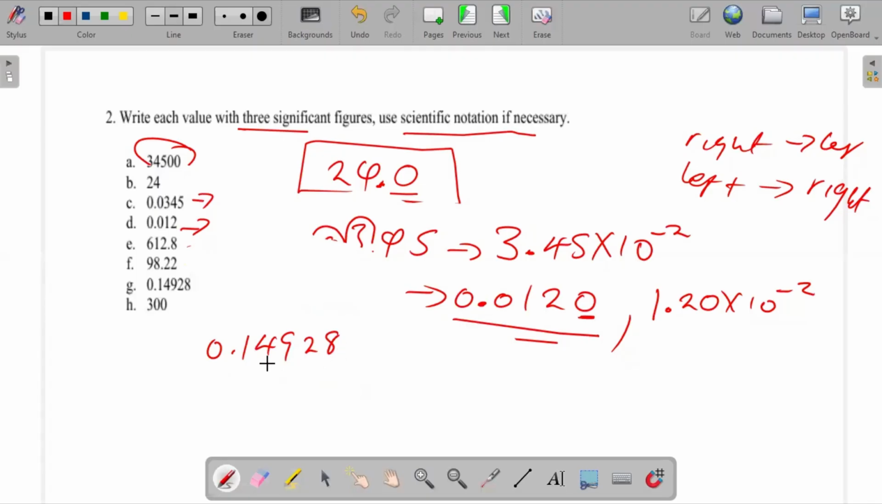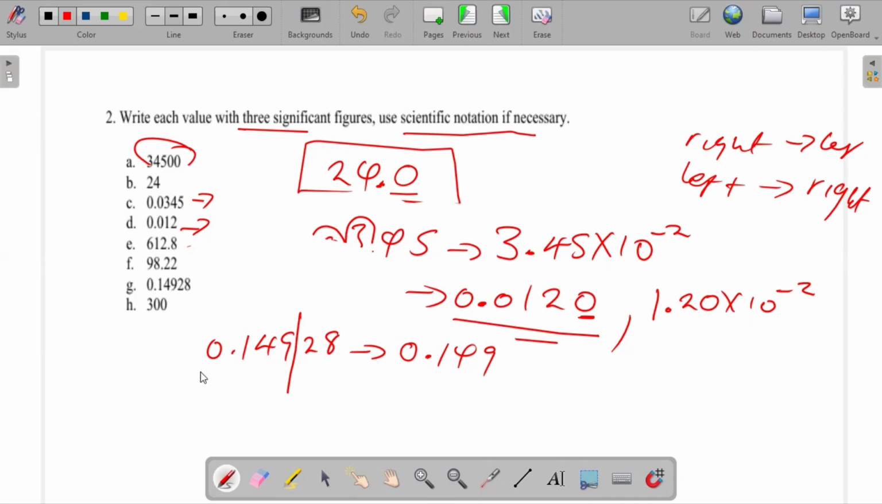0.14928. How many significant figures are we having here? 5. Okay, good. So three significant figures is going to end there. We look at the number next to 9, which is 2. 2 is less than 5. Whenever you're having a number less than 5, you are supposed to drop whatever you have. So our final answer is going to be 0.149, like that.